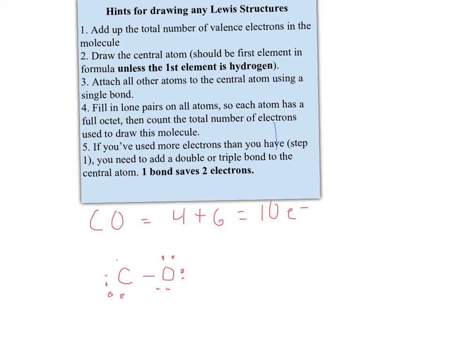That means I would have to put 3 pair on each atom. You're saying, wait, you don't have enough. It's okay, it's going to work out. So now I count up how many electrons I used to do that. 2, 4, 6, 8, 10, 12, 14 electrons.